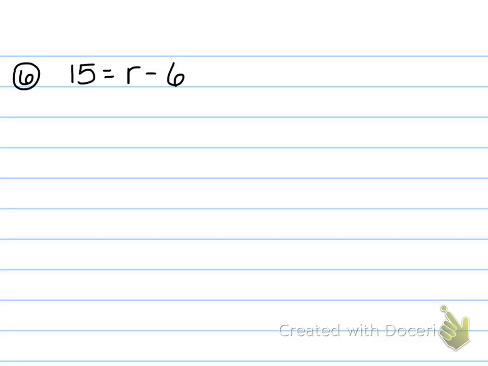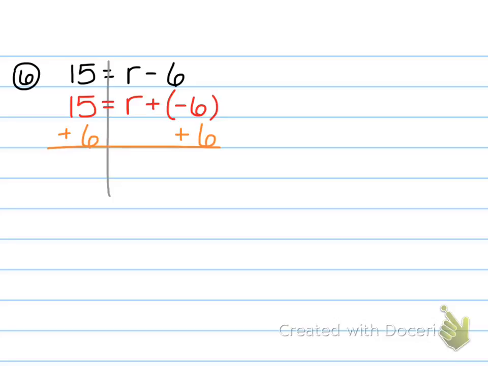So the first thing we do is get rid of our subtraction by adding the opposite of 6, right? So we'll change it to 15 is equal to r plus a negative 6. We want to get r by itself, so we add the opposite of negative 6 to both sides. We add a positive 6 to both sides.